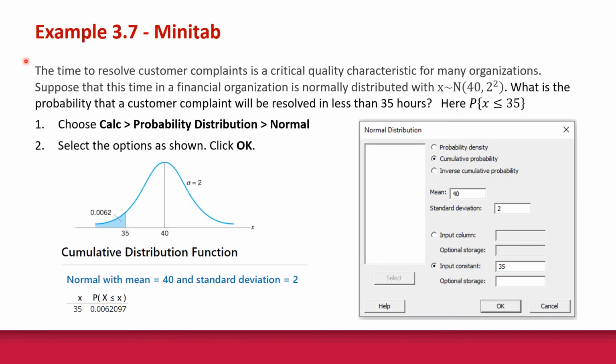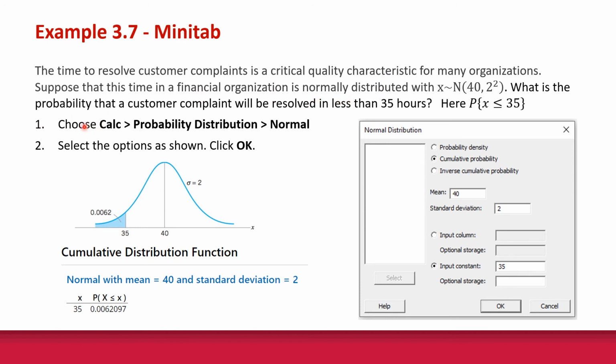Let's look at example 3.7 from the textbook using Minitab. The time to resolve customer complaints is a critical quality characteristic for many organizations. Suppose this time in a financial organization is normally distributed with mean 40 and variance 2 squared. What's the probability that a customer complaint will be resolved in less than 35 hours? So here what we're asking is, what's the probability that x is less than or equal to 35, where x is our random variable and represents the number of hours.